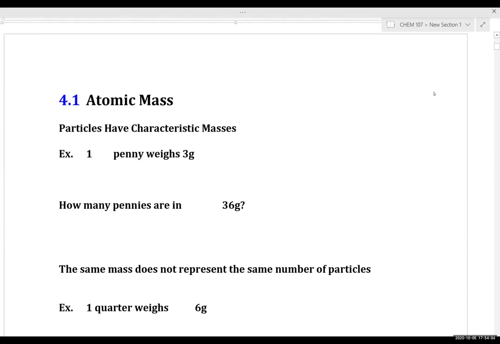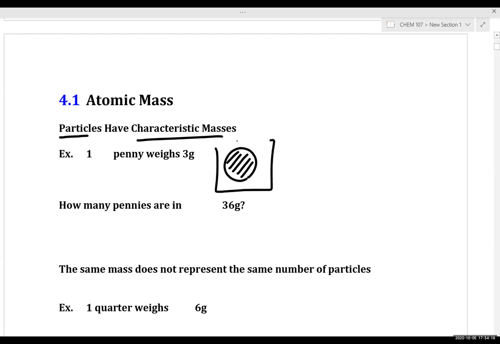So let's start off with this basic premise. For atomic mass, all particles have a characteristic mass. For example, if I have a penny and I put it on a scale, this penny will weigh about 3.0 grams. So I can say, I know 1 penny corresponds to 3.0 grams, right?